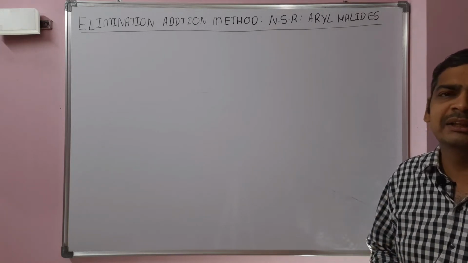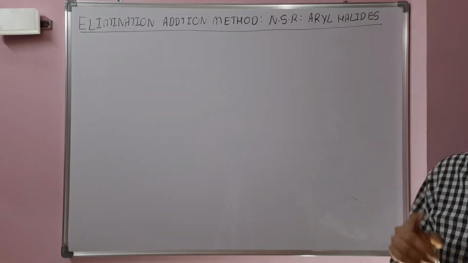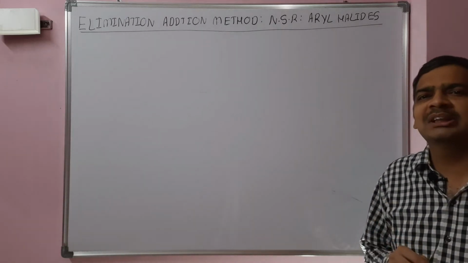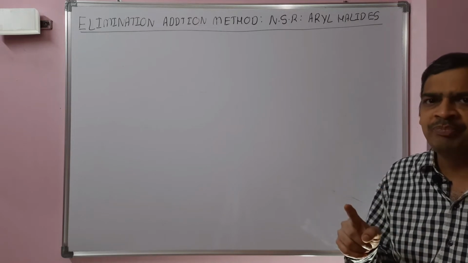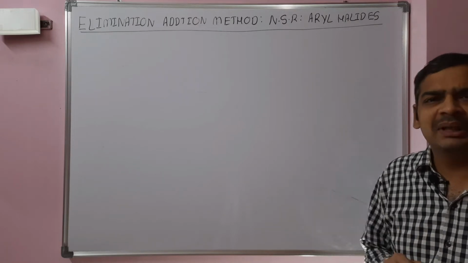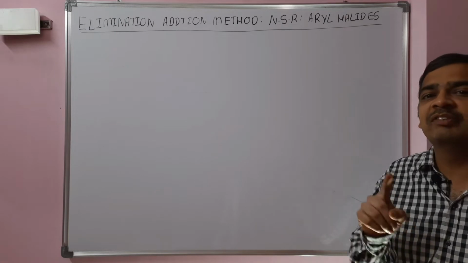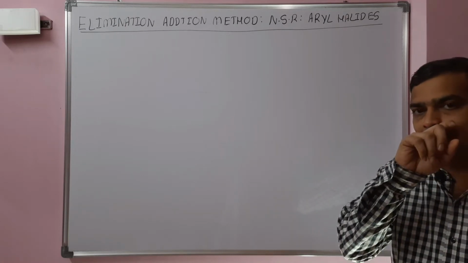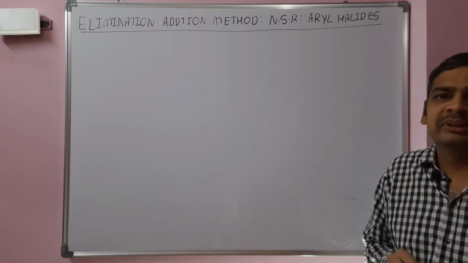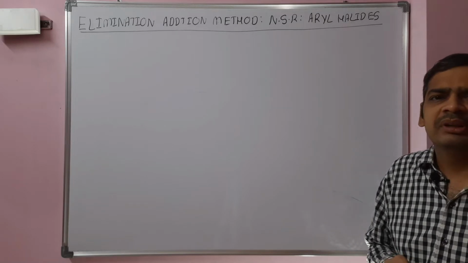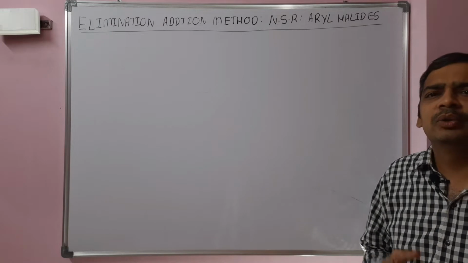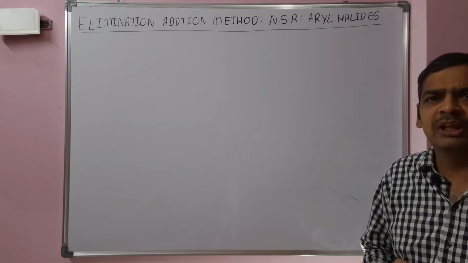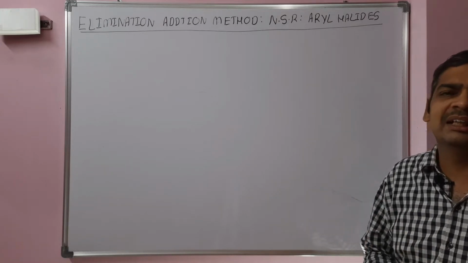under drastic conditions. See the Dow process. In the Dow process, chlorobenzene reacts with sodium hydroxide to give phenol. The reaction takes place industrially, and 350 degrees centigrade is required. Whereas the same reaction, with the same sodium hydroxide, on 2-nitrochlorobenzene requires only 135 degrees centigrade.